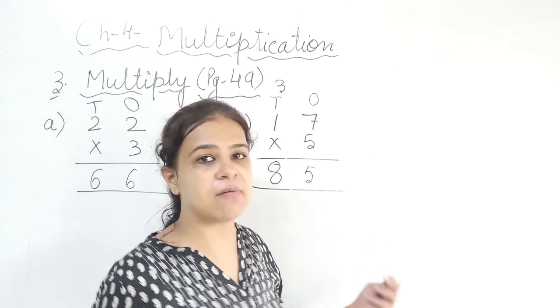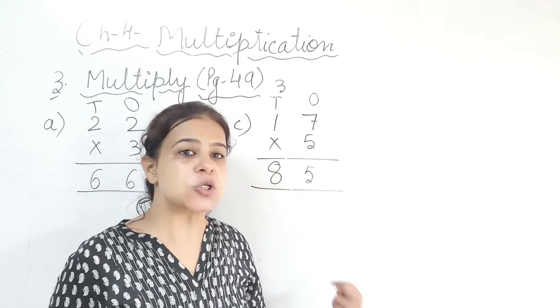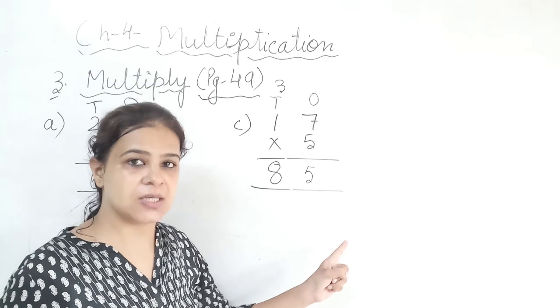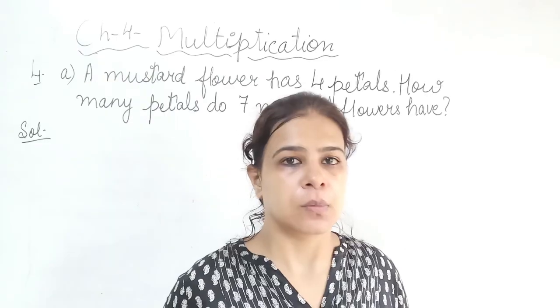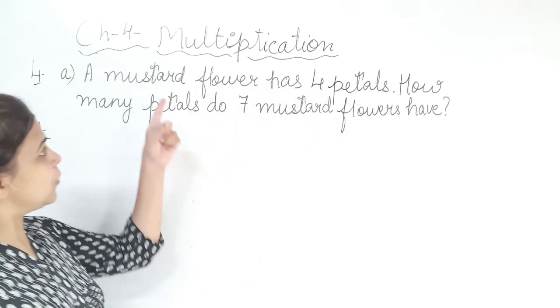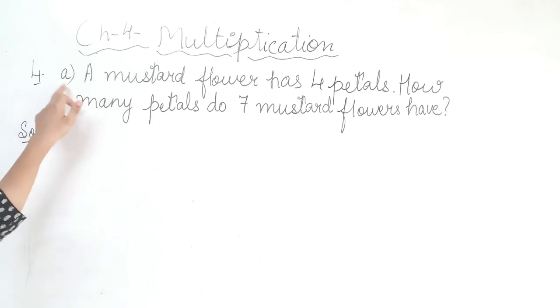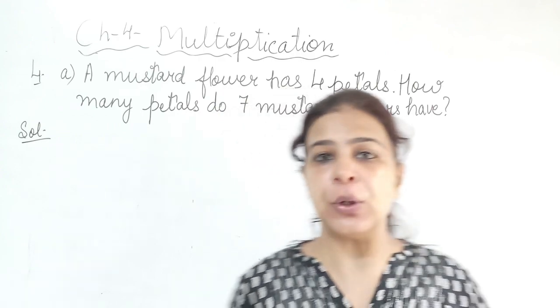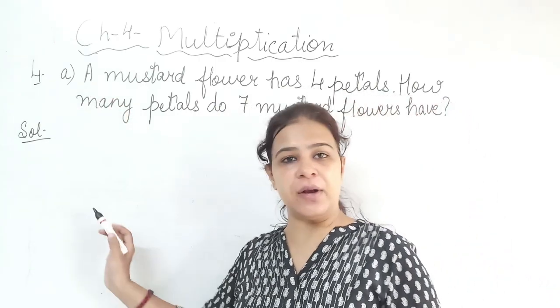I hope you all have understood these concepts. So don't forget to multiply from the ones place. Okay, children, now see, you all can see this question number 4a. It is also given in your maths time book. Now I will solve in front of you all.